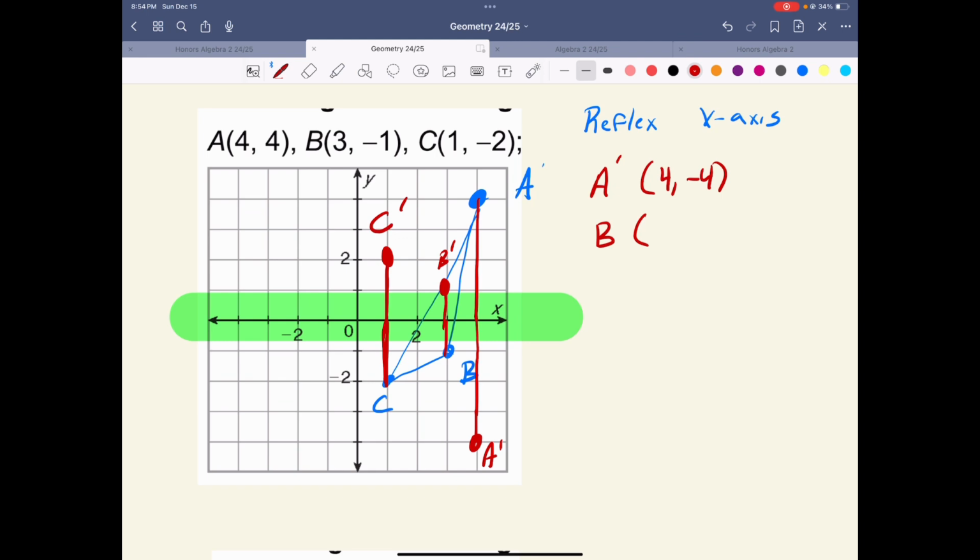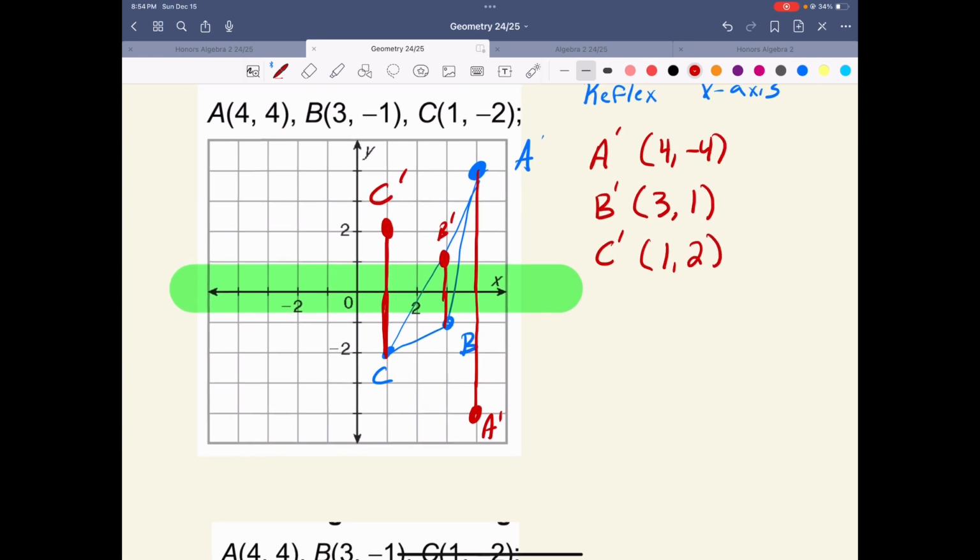Or the opposite of what it started out with. B is at 3, negative 1. My x value stays the same. My y value goes to the opposite. My C value, call it C prime. My x value remains the same. My y value goes to the opposite. So there it is. So that's the reflection across the x-axis.